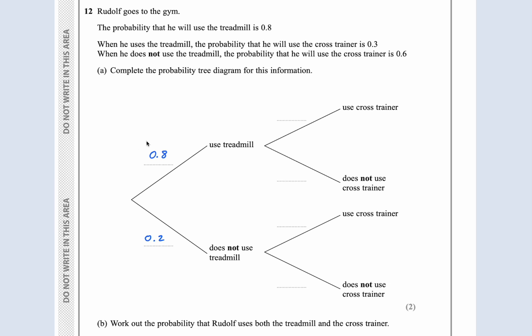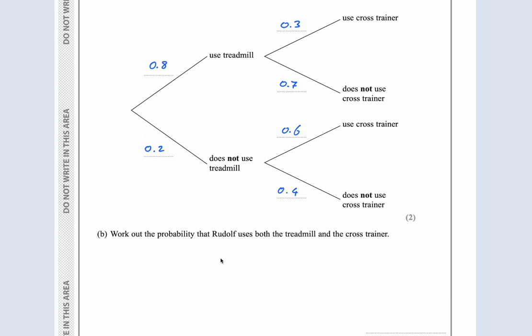Therefore, uses the treadmill, cross trainer is 0.3, meaning this has to be 0.7, because these add up to 1. And then does not use the treadmill, and then uses the cross trainer here, this is 0.6, so this has to be 0.4. Okay.